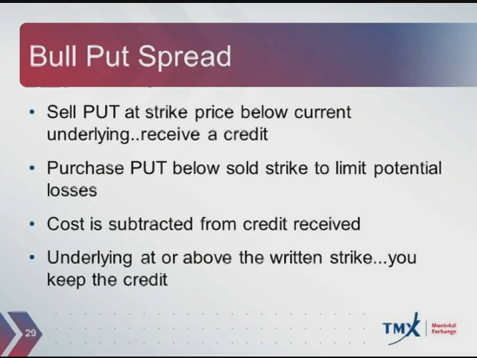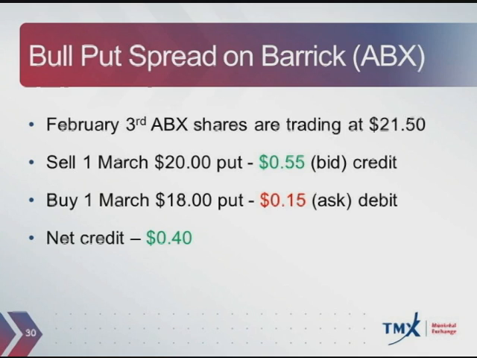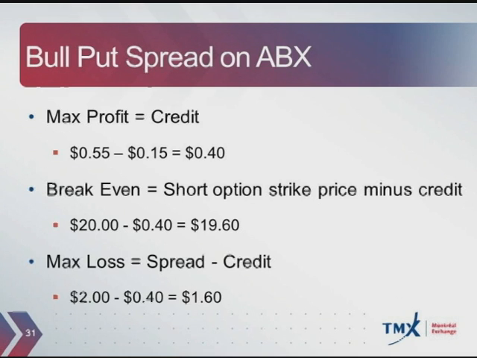The cost of that put purchase is subtracted from the credit received, and if the underlying is at or above the written strike, we keep the credit. So an example would be Barrick trading at $21.50, a little higher right now, but we could sell the March 20 strike put and receive a credit of 55 cents, and we could then go down $2 out of the money, buy an 18 strike put and pay out 15 cents. So our net credit is going to be 40 cents. Our maximum profit is the credit we've received, 55 minus 15.